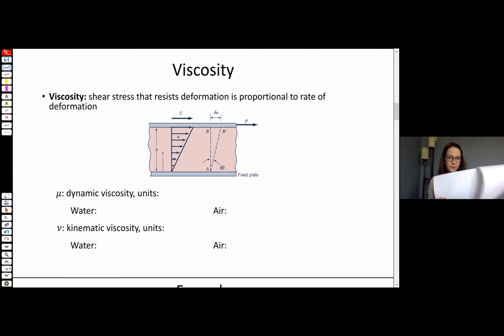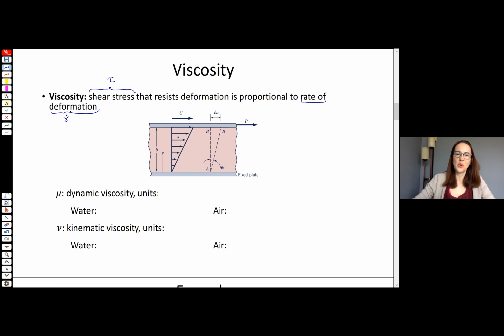So let's define a few things. Shear stress is denoted by tau, and it actually has units of pressure. It's force per area. And then this rate of deformation is lambda dot, not related to the specific gravity that we talked about last time.